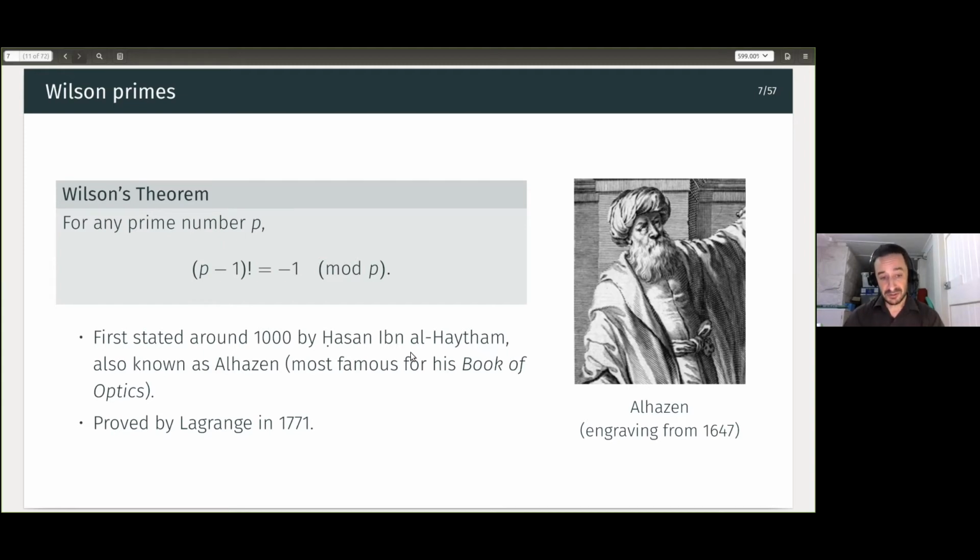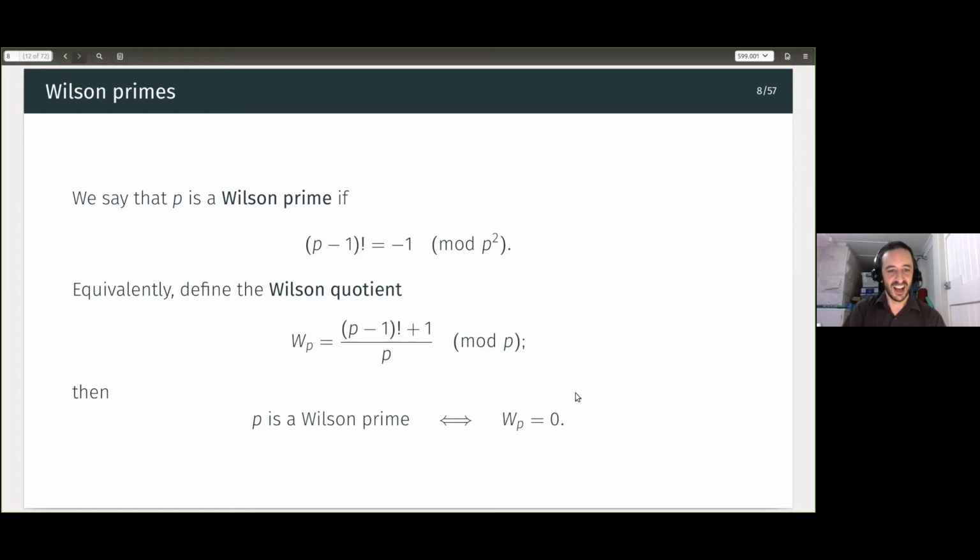As far as I know, Wilson's theorem was first proved by Lagrange in 1771. I don't actually know exactly why Wilson's name is attached to this theorem. I presume that's in Wikipedia, but I don't remember the answer to that question. Okay, so that's Wilson's theorem.